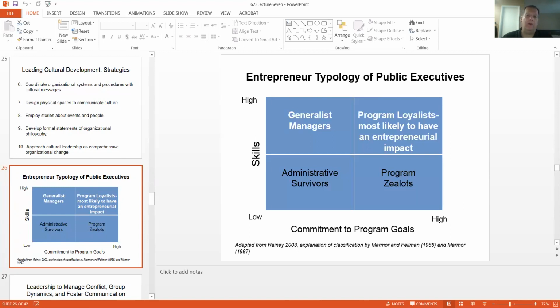Those who have a skill set but are not very committed to the goals of the organization are your more generalist types of managers or leaders. Those who are very committed to programmatic goals and score very high on that are your program zealots. Those who are high on both commitment to goals and skill level are what we refer to as your entrepreneurial leaders, your loyalists. These are the leaders that tend to have the biggest impacts upon their organization.